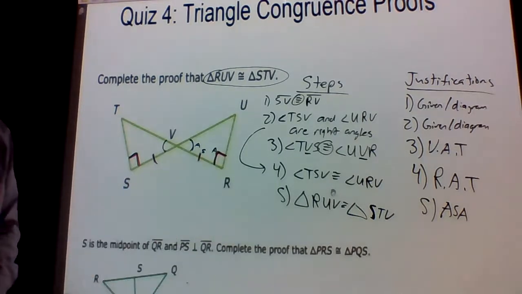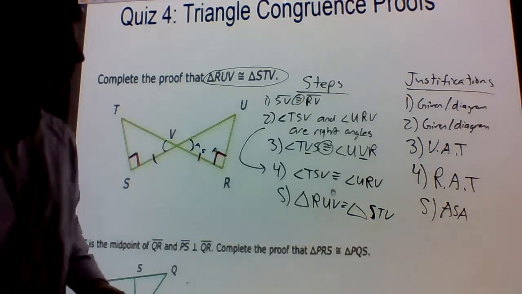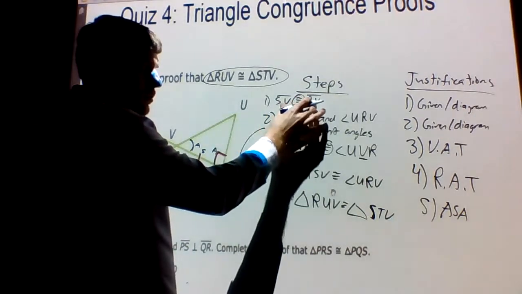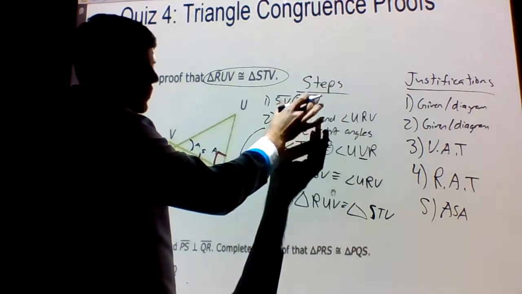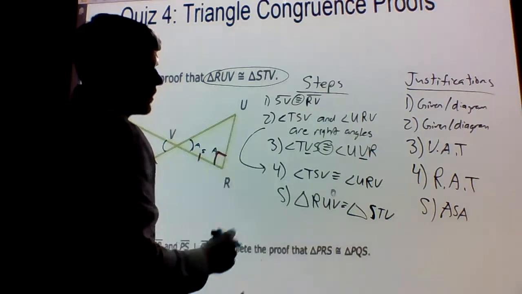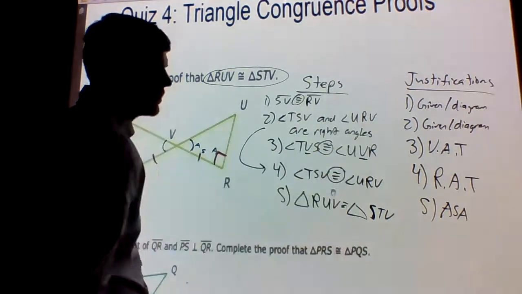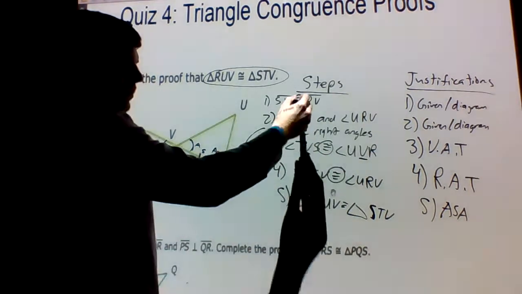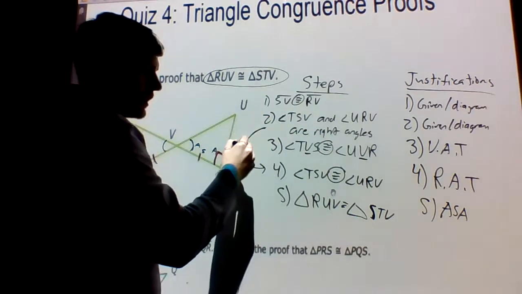So write the givens, look for shared sides or vertical angles. Step 3 in the process, use the givens. Our first given already has a congruent sign, so there's nothing more we can do with this. Our goal is to get 3 congruent pieces. So we have 1, 2. We're using our other given here.